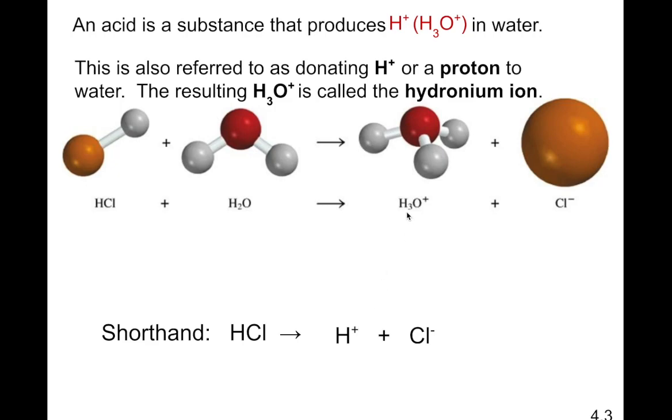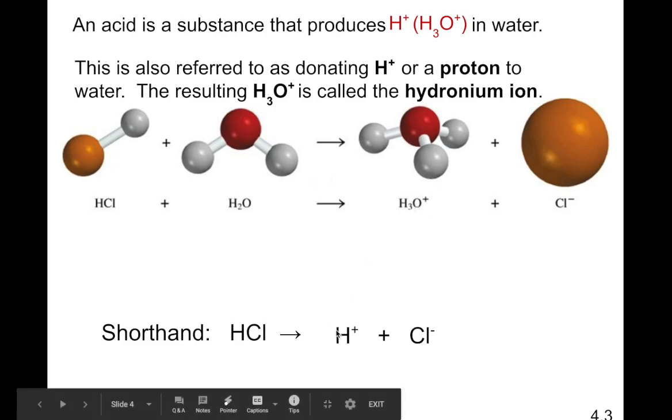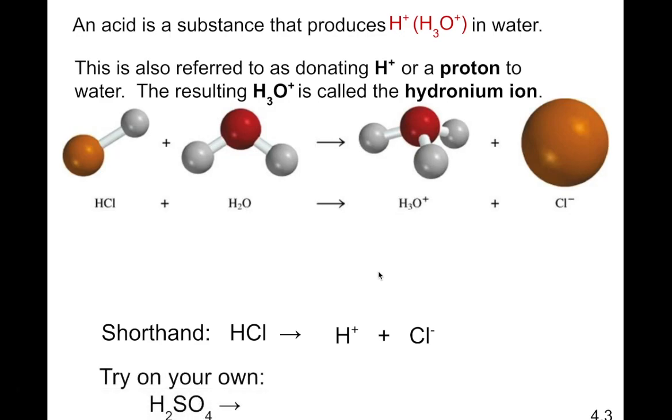The physical reality, however, right, is that this water is turned into a hydronium. So really, without the water shown, it looks like this, but chemists know that this, in reality in water, is really the hydronium ion. So how would you do this on your own? Sulfuric acid, H2SO4. What would you do to show what happens when this is added to water?